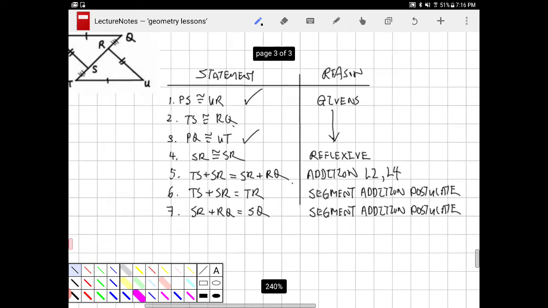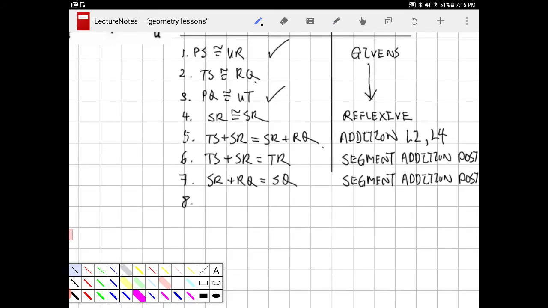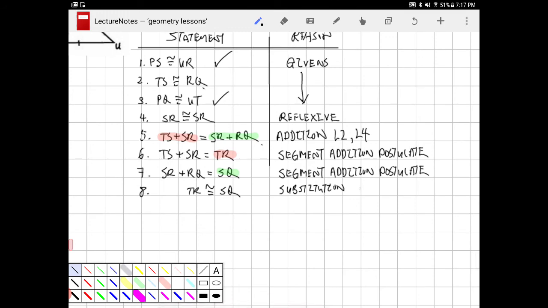Now, let's check this out. We're almost there because in step 8, notice, what does TS plus SR really equal? Oh yeah, that equals TR. What does SR plus RQ equal? Oh yeah, that's SQ. So therefore, I can say TR is congruent to SQ. And that is because of substitution. What am I substituting? Between which lines? 6 and 7 into 5.